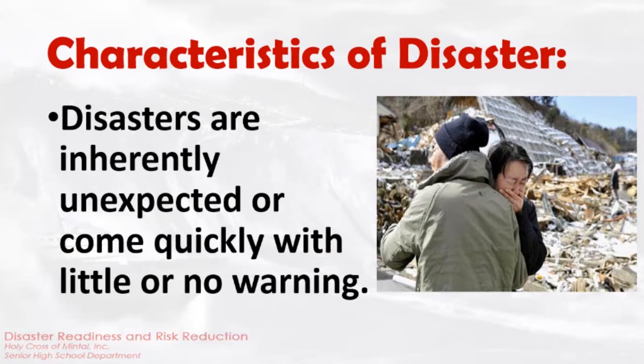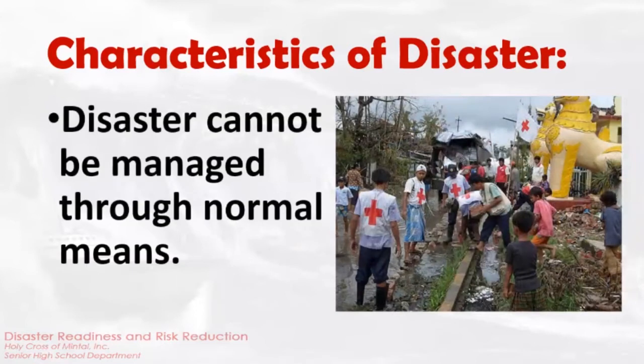Like for example, what happened in Matina Pangi. Many people died at that time because it was very sudden. It was very unexpected. I know it is hazardous to live near the river, but they did not expect the strength of the water that suddenly arrived at night in their area. So disasters are inherently unexpected, with little or no warning, and may cause widespread injury, death, and property damage. And next, disaster cannot be managed through normal means.